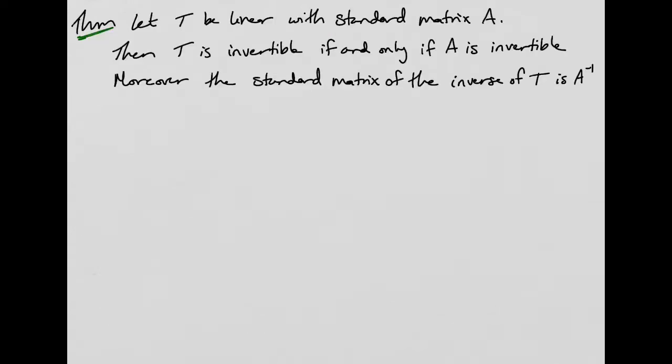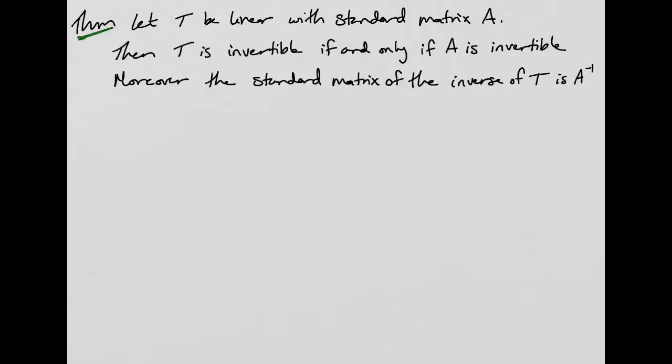And you could show that by going through a similar process here. So here's a summarization in this theorem. If we have a linear transformation with standard matrix A, then T is invertible if and only if A is invertible. And moreover, in the case when T is invertible, the standard matrix of its inverse is A inverse. That's what we just discussed in the previous slide.